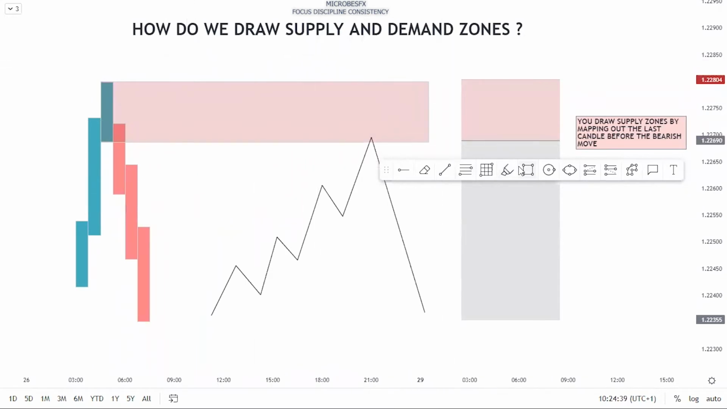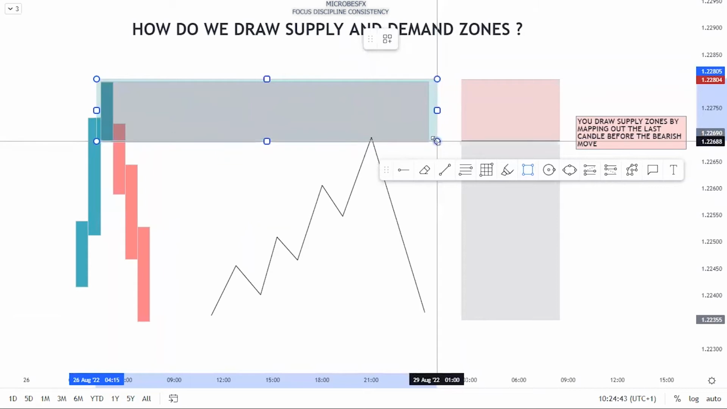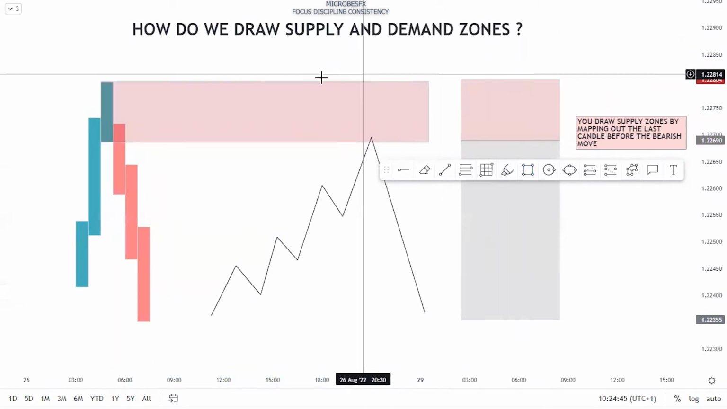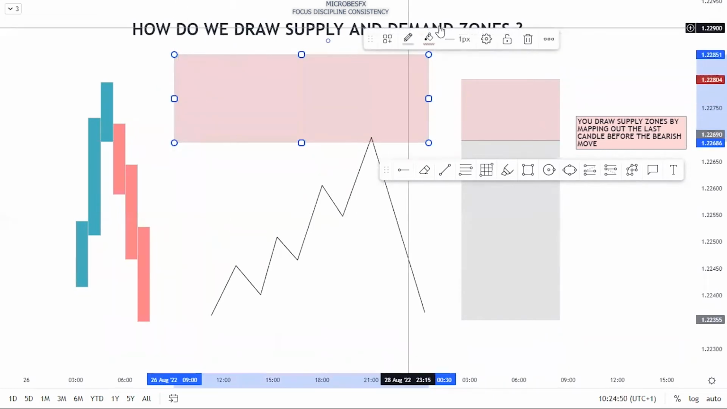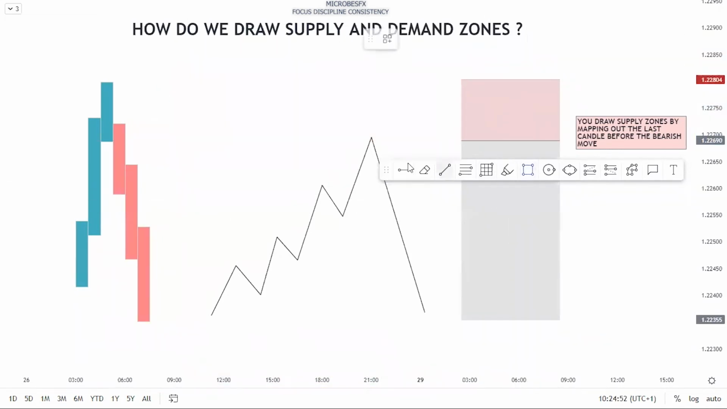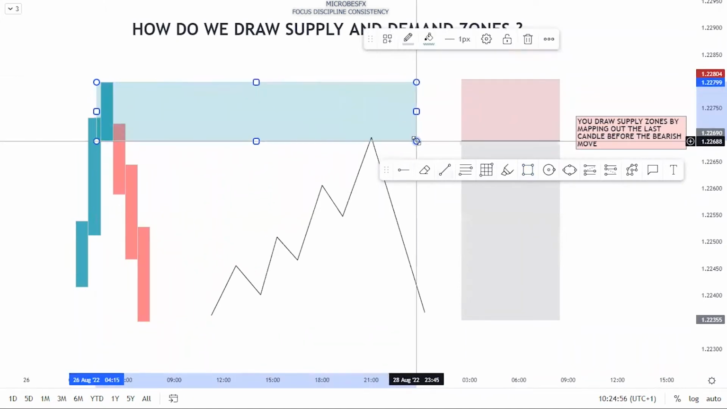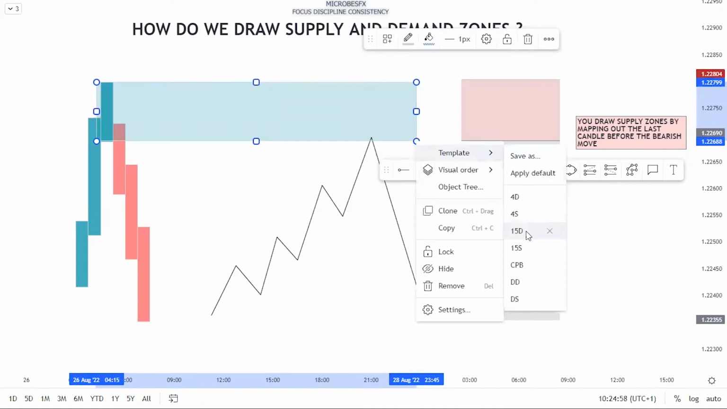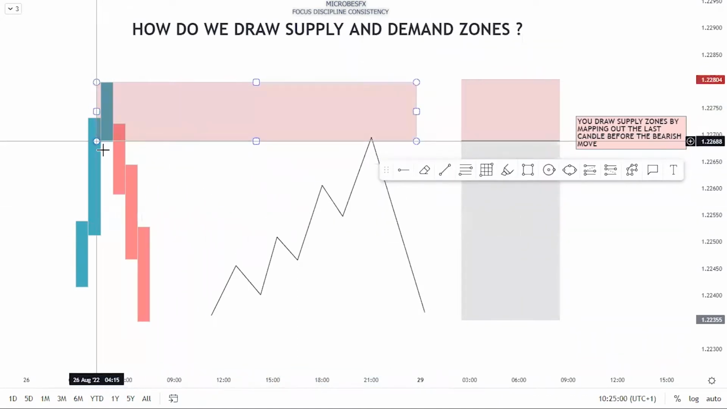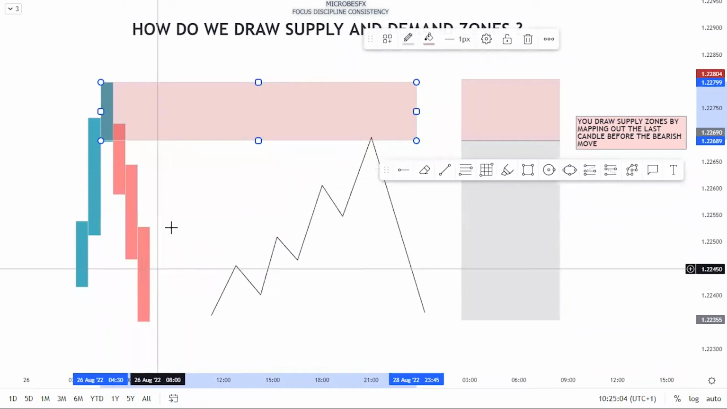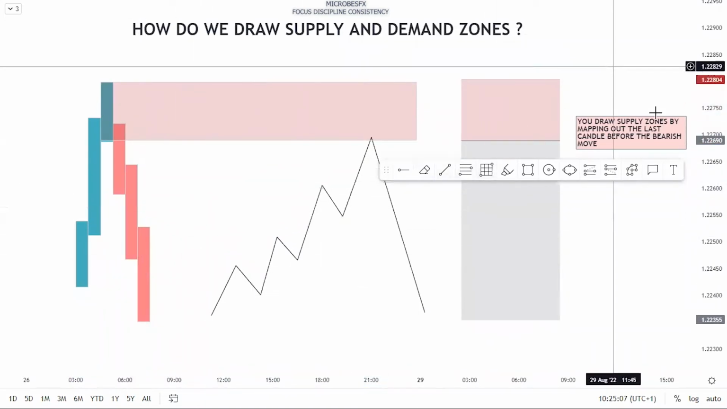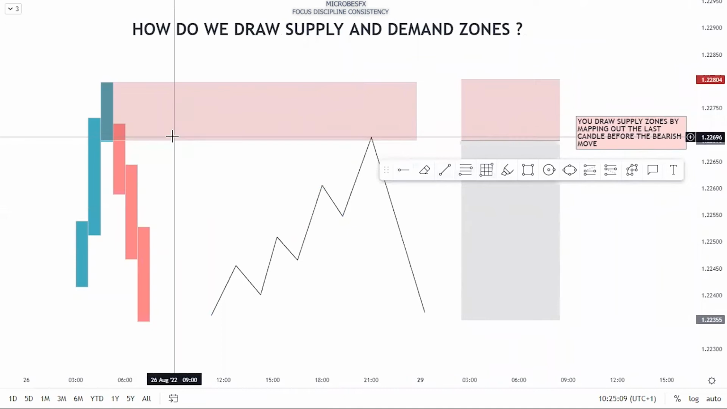But how do we now map out or draw these zones? You just take a rectangle tool here like this and then you draw it. The last candle, you include the wicks. The last candle, you just draw the exact last candle. Let me remove it so you guys can see. So you draw something like this. Just take a rectangle tool and then you draw your last candle here. Your last candle before the bearish move. Note, the last candle before the bearish move. That's how you draw your supply zone.